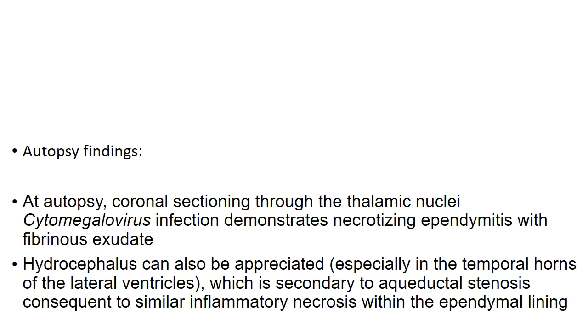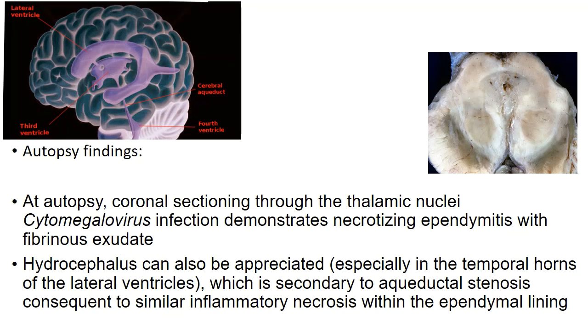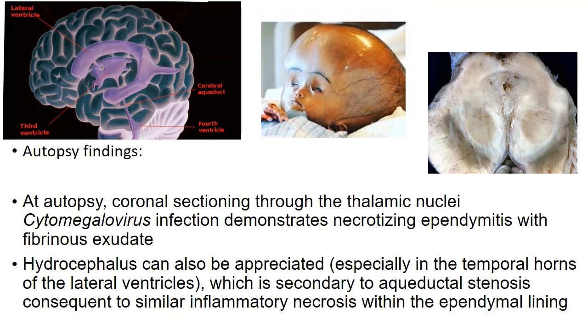So now coming to the autopsy findings. At autopsy, we see that the coronal section of the thalamic nuclei demonstrates a characteristic necrotizing ependymitis, okay, with a fibrinous exudate. In addition, we find that there is an aqueductal stenosis, particularly arising from the inflammatory necrosis within the ependymal lining, resulting in characteristic hydrocephalus. Okay.